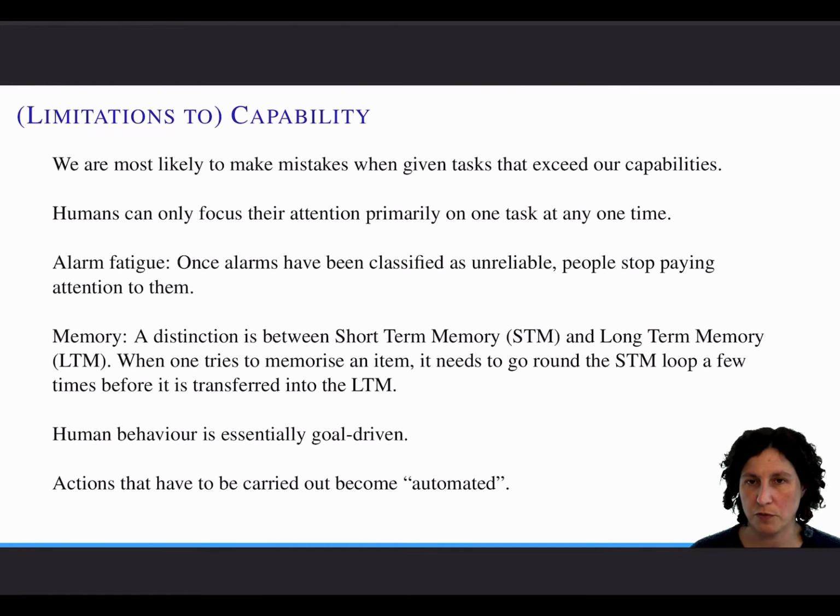And there are two types of memory. You can make even more fine-grained distinctions, but for our purpose, two types are good enough. So there's the short-term memory and the long-term memory. And the important thing to be aware of is that if we need to memorize something, then for a while this item, whether it's a number, a word or something else, needs to go around our short-term memory for a while until it actually gets put into the long-term memory.